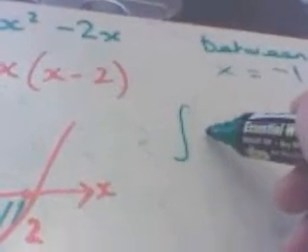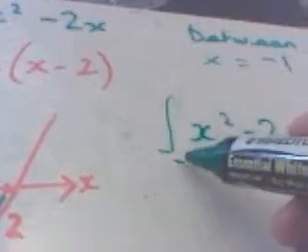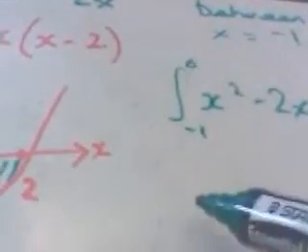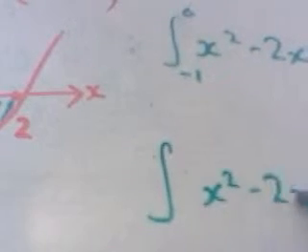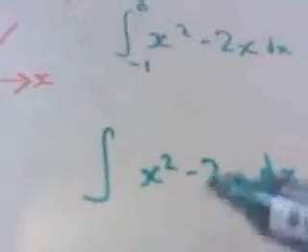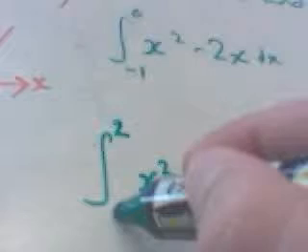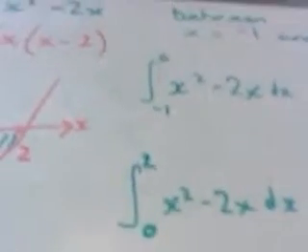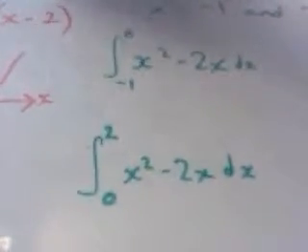So we've got the integral of x squared minus 2x between -1 and 0, and then we're also going to have to find the integral of x squared minus 2x. Mustn't forget the dx is in there, between 0 and 2. So if we can integrate those and add them together, we'll get the total area.